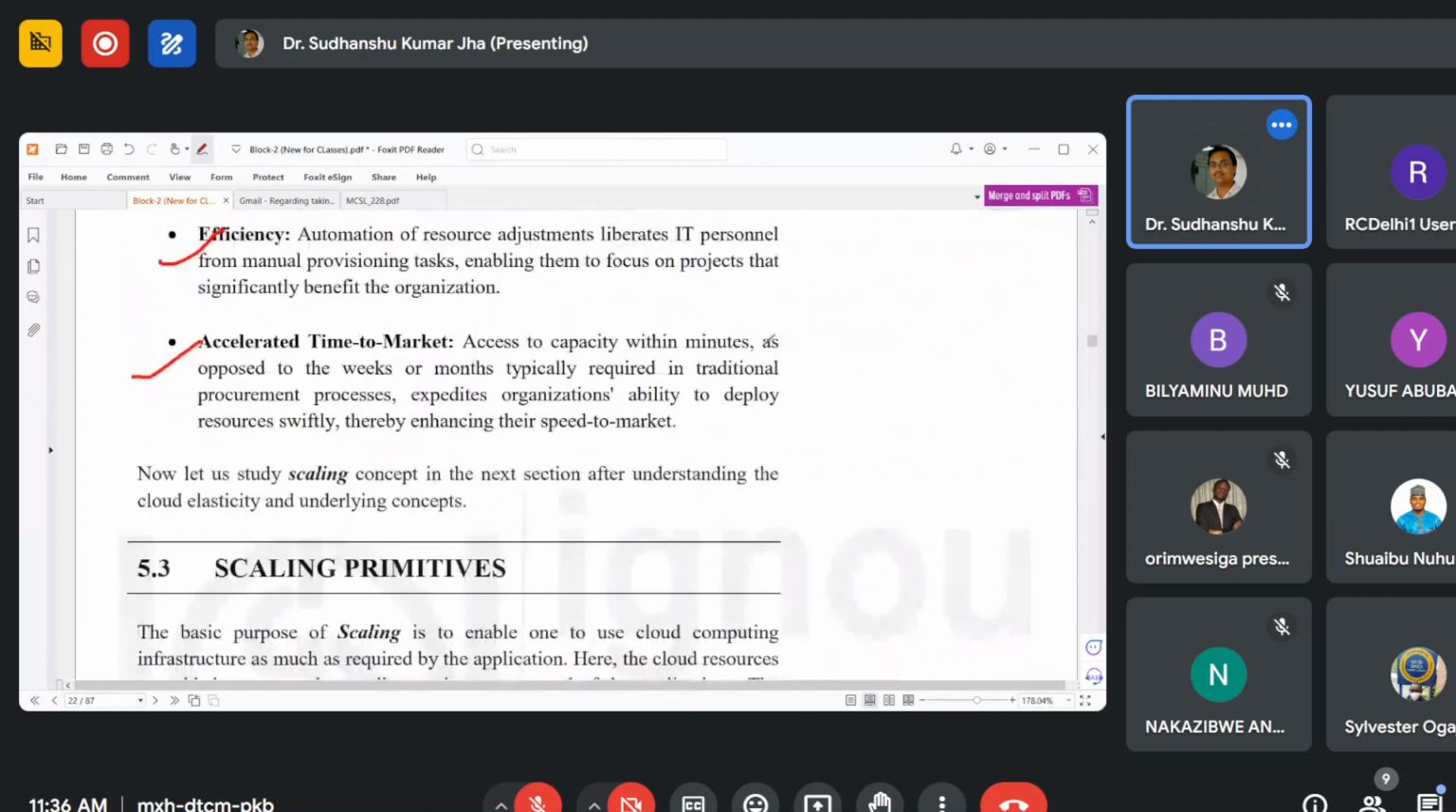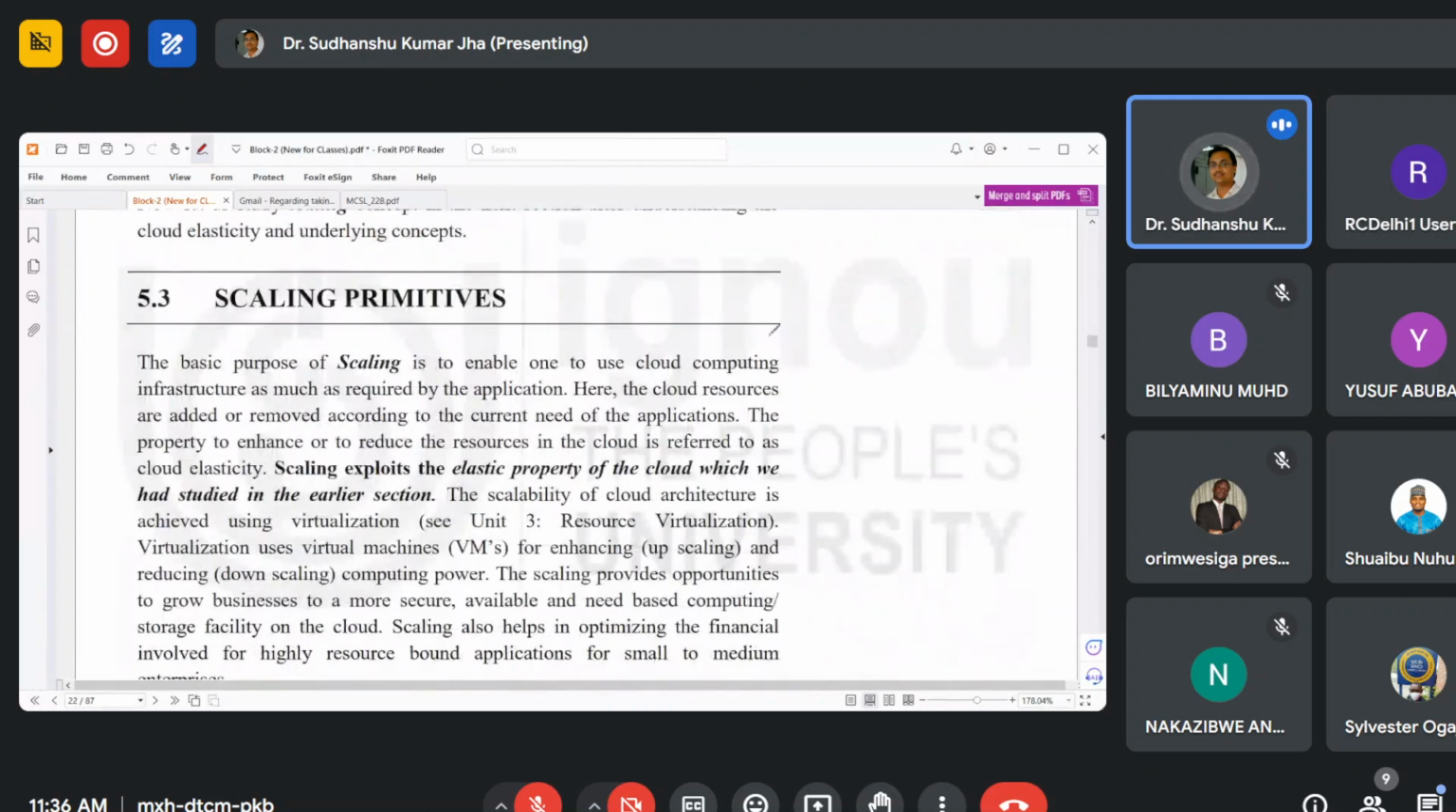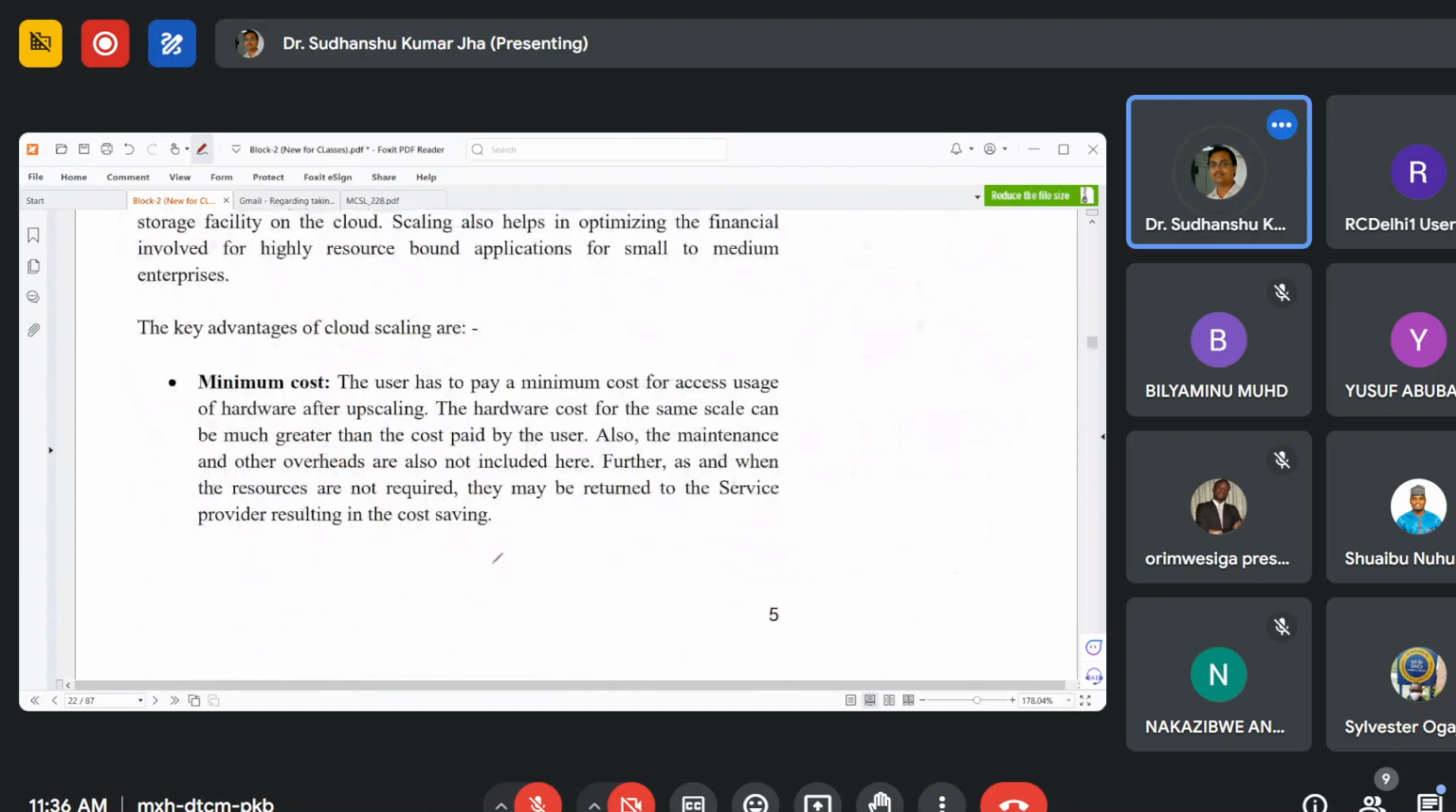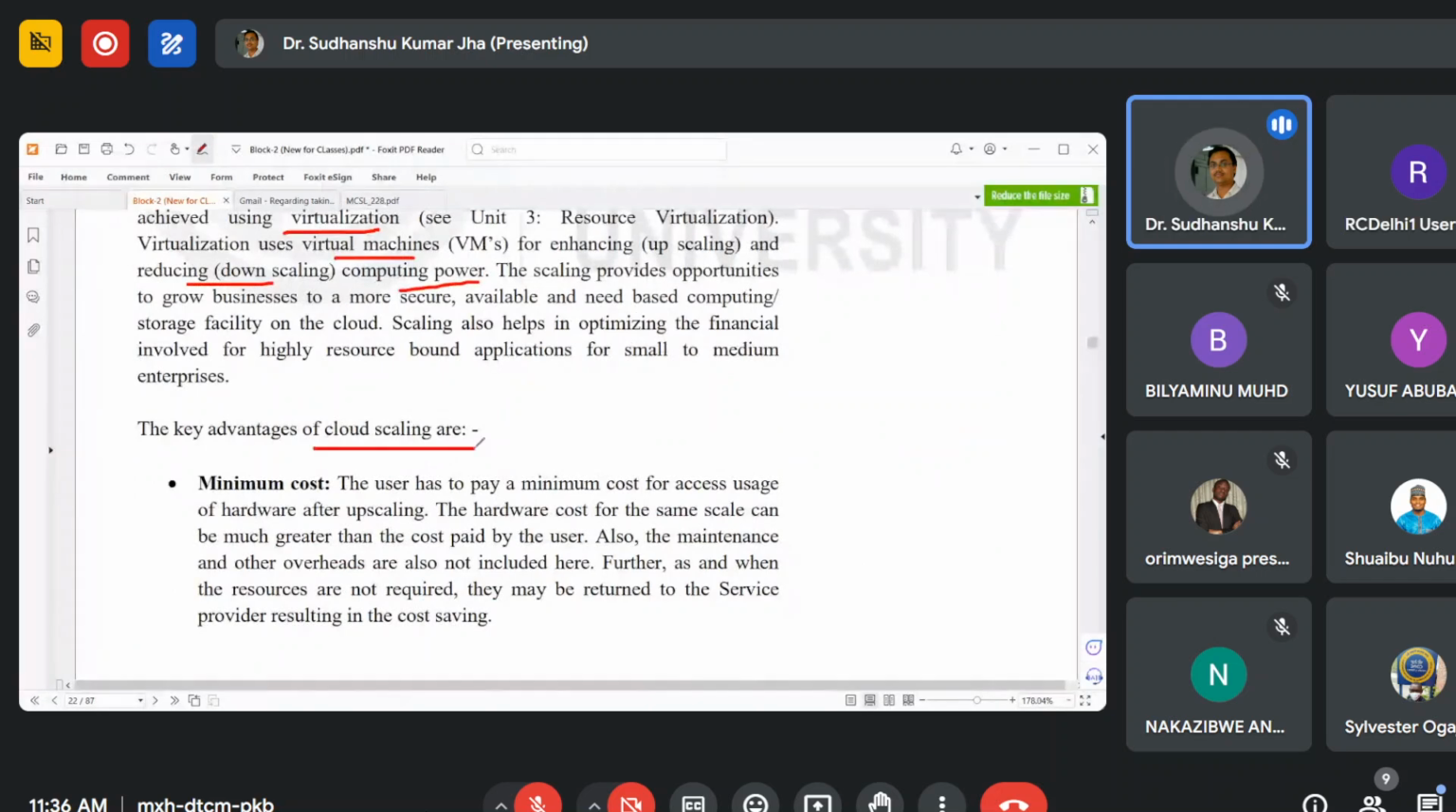So scaling primitives basically exploit the elastic property of the cloud, which we have studied in the earlier section, and the scalability of the cloud architecture is using virtualization. We have already seen virtualization using virtual machines for enhancing or reducing computing power, whatever the number of resources required, enhance or reduce resources, etc. The key advantage of cloud scaling is minimum cost. Users have to pay a minimum cost for the excess usage of the hardware after the upscaling.